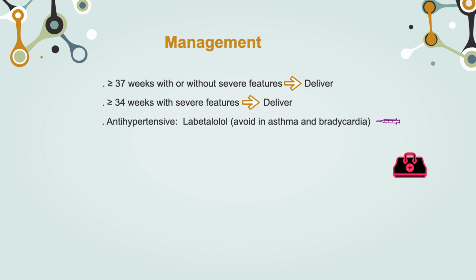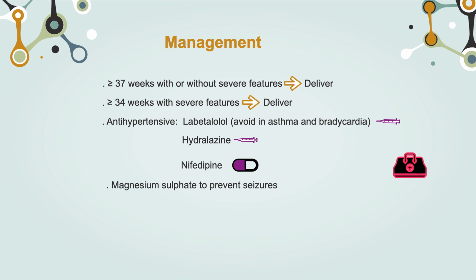And I put a syringe here just to remind you that it is IV. Labetalol is given IV. Another option is hydralazine. So if labetalol cannot be used due to contraindications, we can use hydralazine. It is also IV. And then another option is nifedipine if the patient wants oral. If you want to prescribe oral, then it's nifedipine. And remember, if it's preeclampsia with severe features, you are going to be using magnesium sulfate. So don't forget to use magnesium sulfate, and it is for seizure prophylaxis.